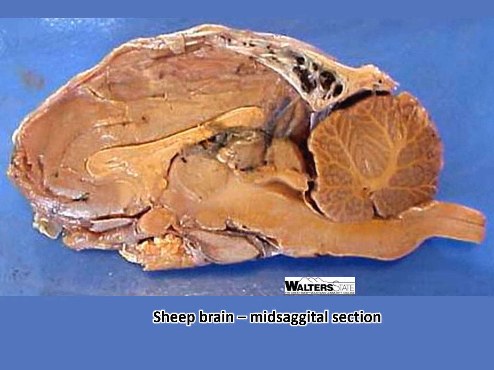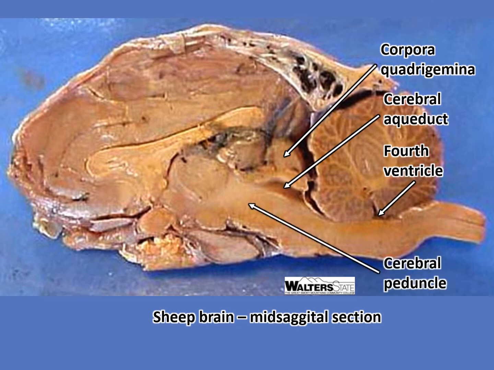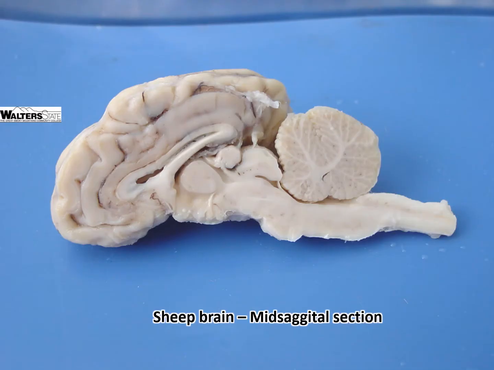Okay, here's a closer look at the mid-sagittal section. So you can see the corpora quadrigemina here. Here again is the cerebral aqueduct. This is the fourth ventricle, one of the fluid-filled spaces of the brain, and it lies in humans just posterior to the cerebellum. This is the cerebral peduncle.